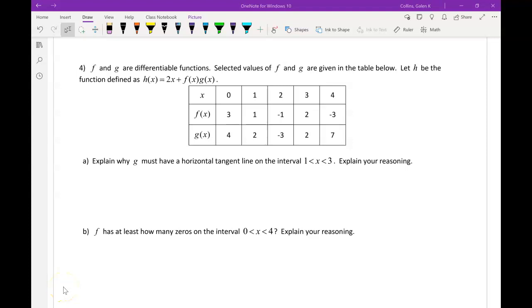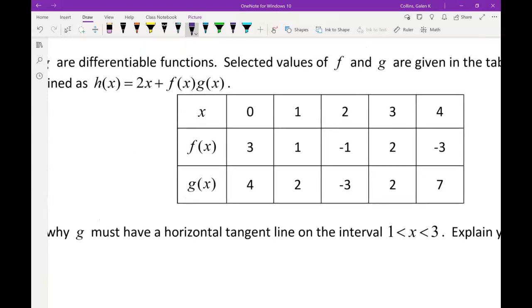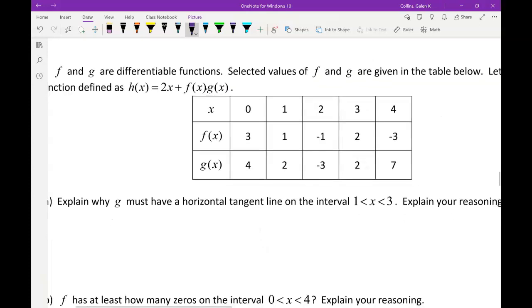All right, number 4 on our Unit 3 FRQ review. We are told that f and g are differentiable functions. Selected values of f and g are given in the table. And then we have this third function h, defined as h of x equals 2x plus the product of f times g. So again, if I write f of x next to g of x, that implies multiplication.